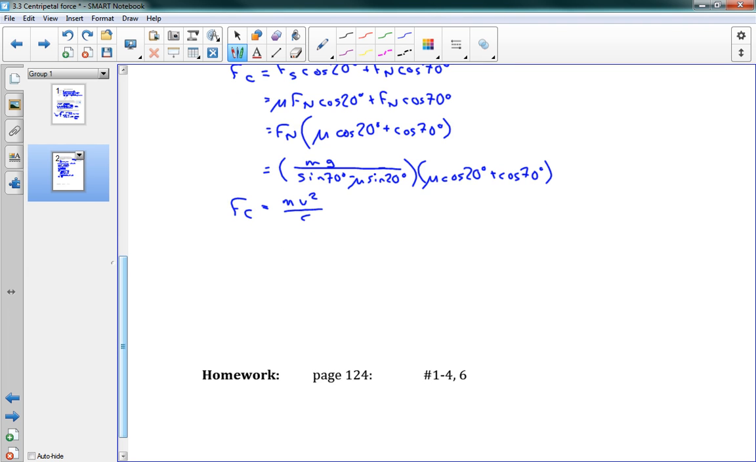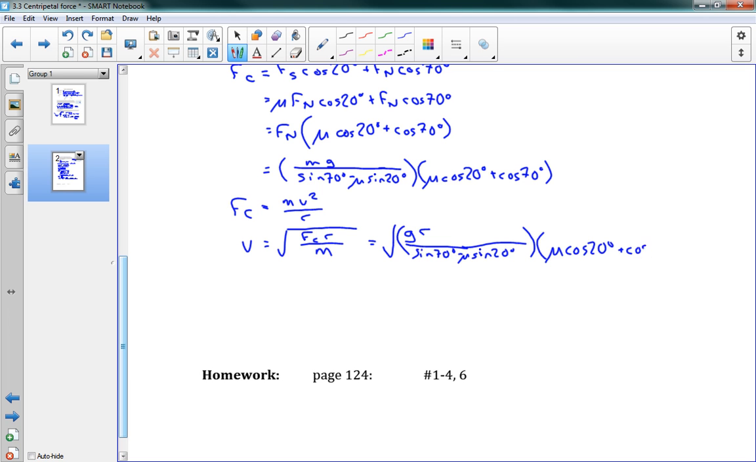So if I rearrange this, I can say that v is equal to the square root of Fc r over m. And now you see that if I take Fc and divide by m, I'm going to get rid of that piece. So I can rewrite this whole thing here. So I have the square root of g r, you can see I'm multiplying Fc by r. GR, I've gotten rid of the m with this here. So we have gr over sine 70 minus mu sine 20 degrees times mu cosine 20 degrees plus cosine 70 degrees.